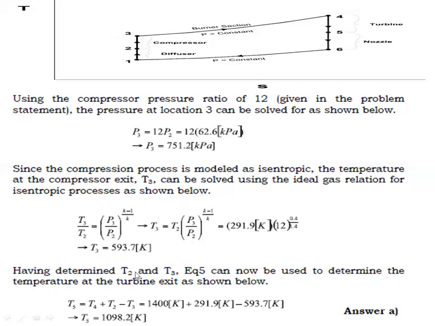Once we determine T2 and T3, it is possible to apply equation number 5. Equation number 5 says that T5 is equal to T4 plus T2 minus T3, where T4 is the inlet temperature of the turbine, which is given in the problem. T2 and T3 we calculated. Substituting, 1400 plus T2, which is 291.9, minus T3, which is 593.7. From this, T5 is equal to 1098.2 Kelvin.